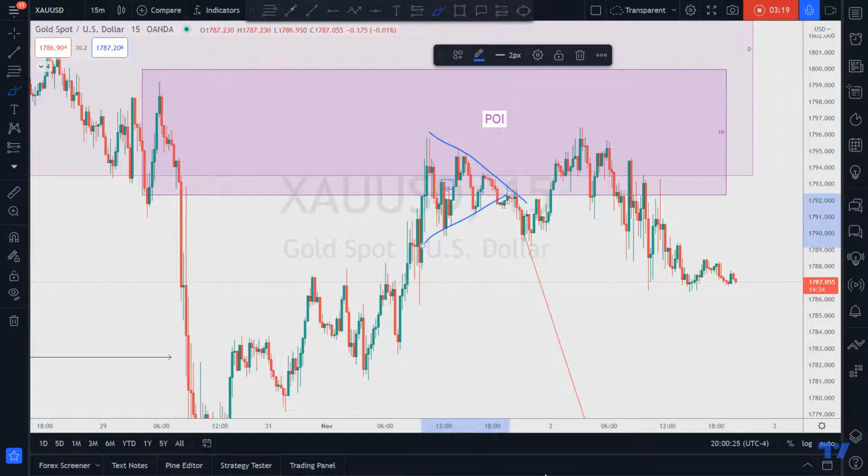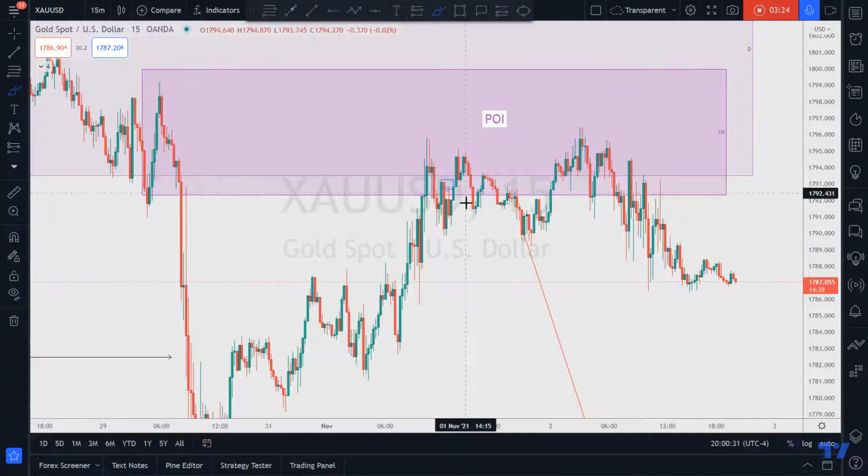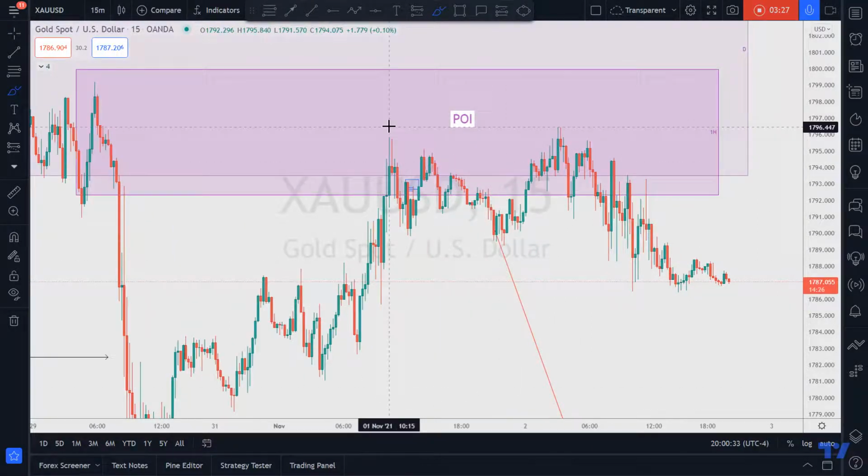You know, it's doing the triangle there, this equilateral triangle. And then you see it break down to the downside and then come back up. You know, I'm not messing around with that mess.